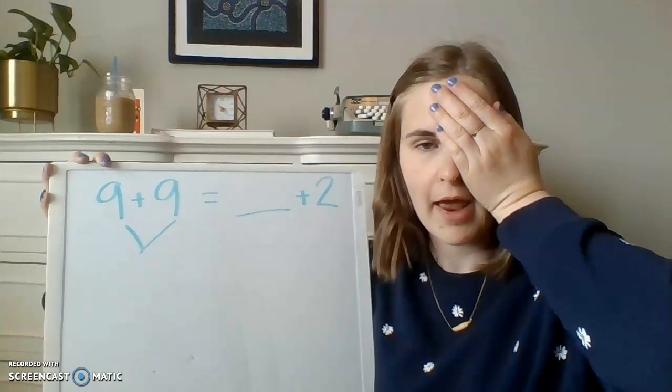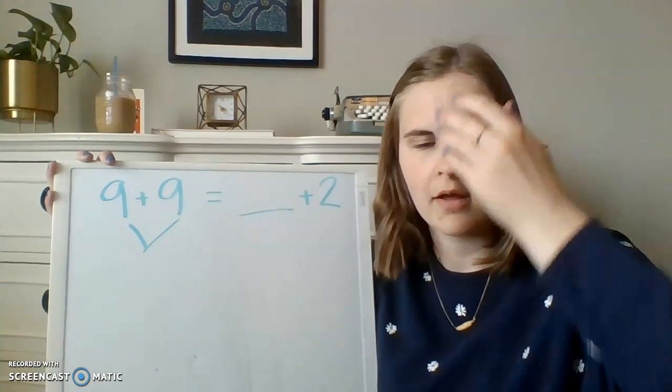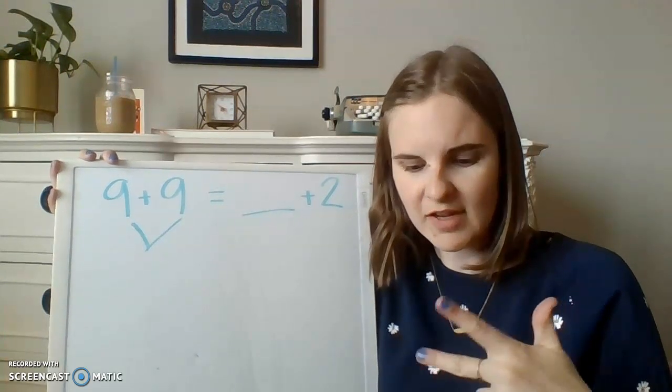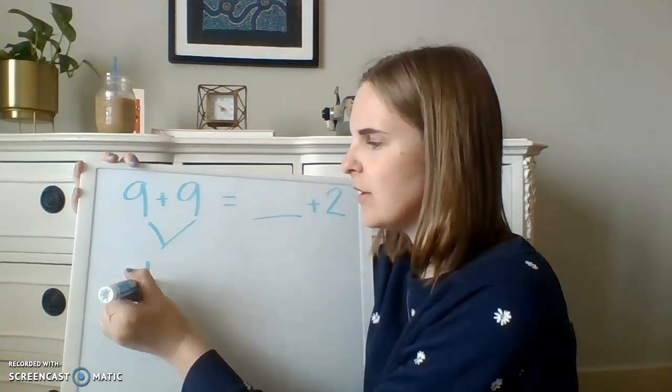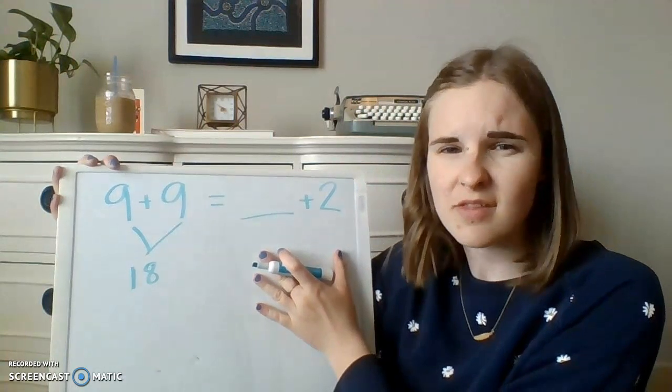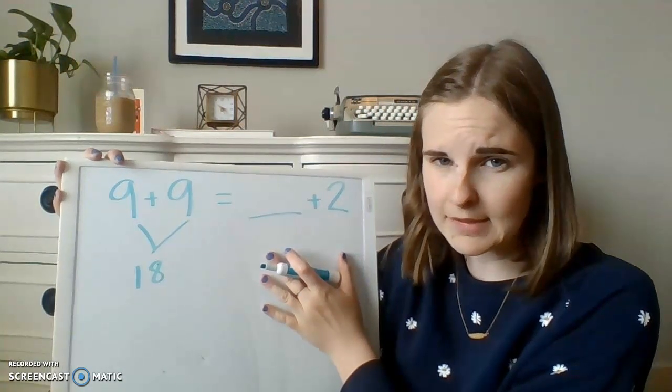So let's put 9 in our head and count up 9 more. 9, 10, 11, 12, 13, 14, 15, 16, 17, 18. 18. Okay, so 18 is on this side. That means 2 plus something gets me to 18.